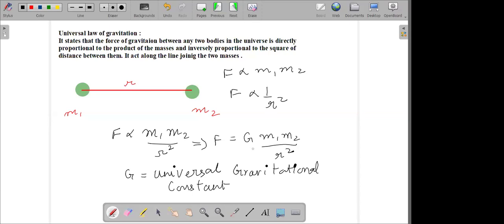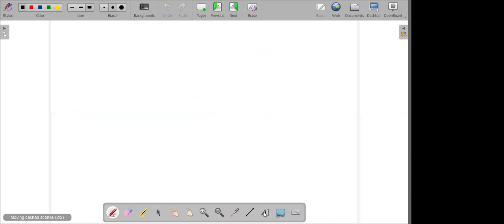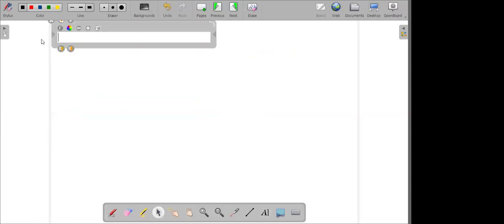The value of this universal gravitational constant is obtained from the same statement by some experimental techniques. It has been obtained. Let us obtain the value of the universal gravitational constant.